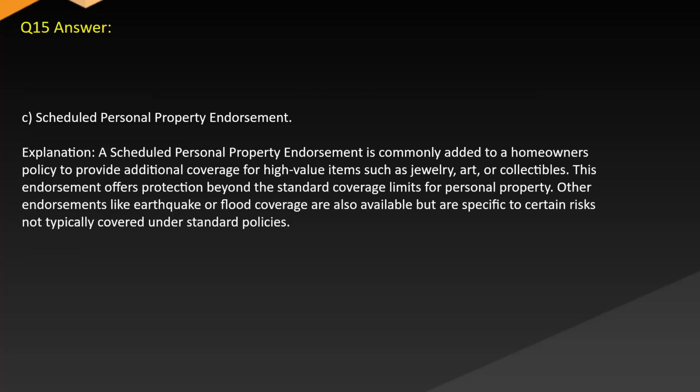Answer: C. Scheduled personal property endorsement. Explanation: A scheduled personal property endorsement is commonly added to a homeowner's policy to provide additional coverage for high-value items such as jewelry, art, or collectibles. This endorsement offers protection beyond the standard coverage limits for personal property. Other endorsements like earthquake or flood coverage are also available, but they're specific to certain risks not typically covered under standard policies.